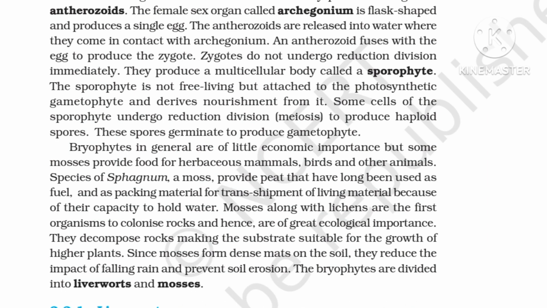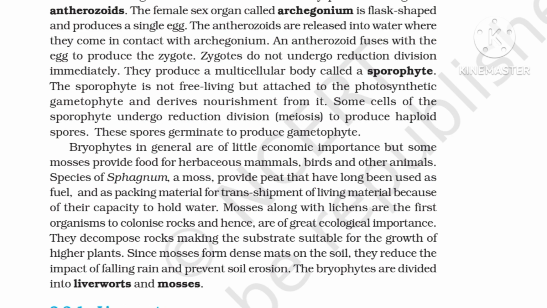The sporophyte is not free-living but attached to the photosynthetic gametophyte and derives nourishment from it. Some cells of the sporophyte undergo reduction division, meiosis, to produce haploid spores. These spores germinate to produce gametophytes. Bryophytes in general are of little economic importance, but some mosses provide food for herbaceous mammals, birds, and other animals.